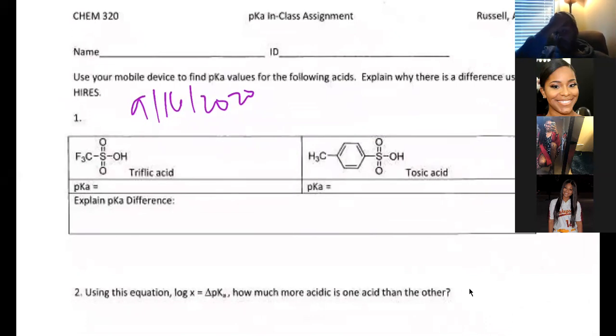So somebody look up the pKa for triflic acid, and then somebody look up the pKa for tosic acid, or if you can't find tosic acid, you can look up toluene sulfonic acid. Let me make sure I write it the right way now.